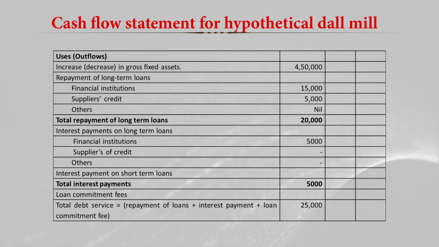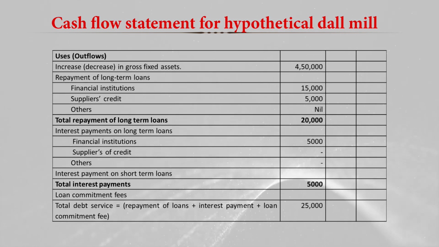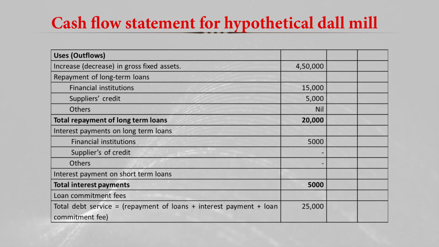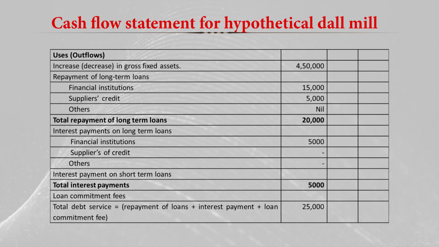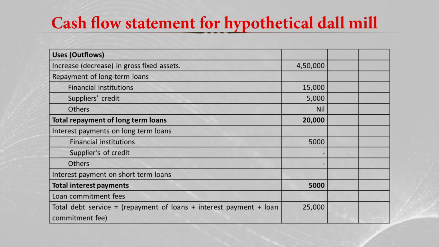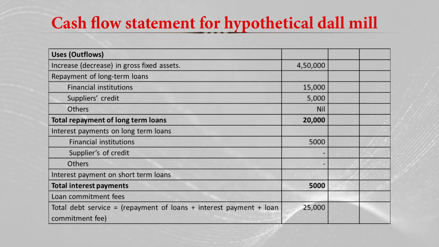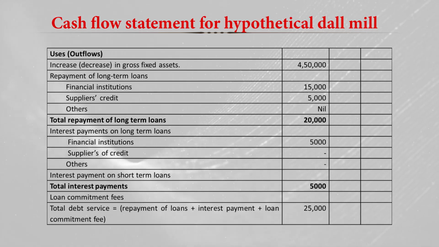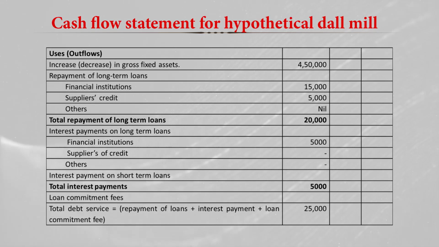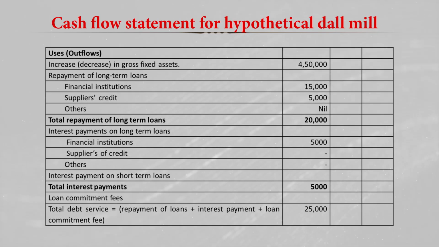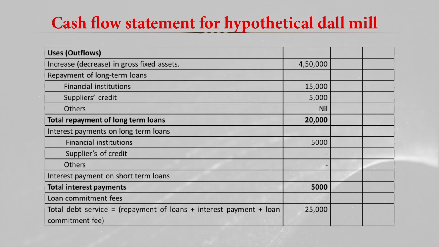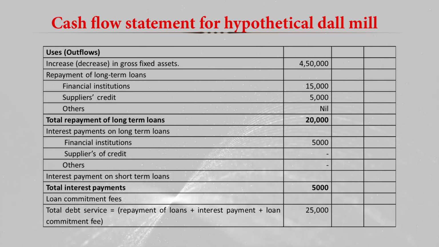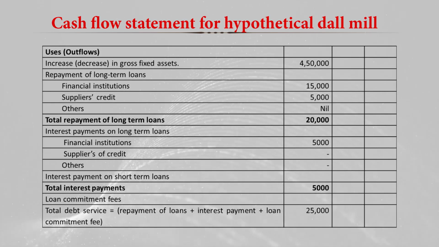Then there is an interest payment on the long-term loan, that is 5,000 we are paying to the bank as interest. So that is also an outgoing fund from the company. So total interest payment is 5,000 here. And then if there are loan commitment charges or fees, we can include them. So total debt services is equal to repayment of the loan and the interest payment or the loan commitment fees. So 20,000 loan repayment and 5,000 interest, that is 25,000 total debt services we are paying.